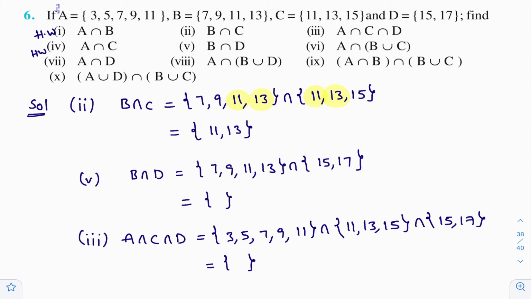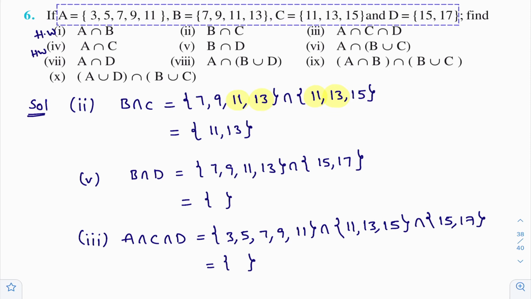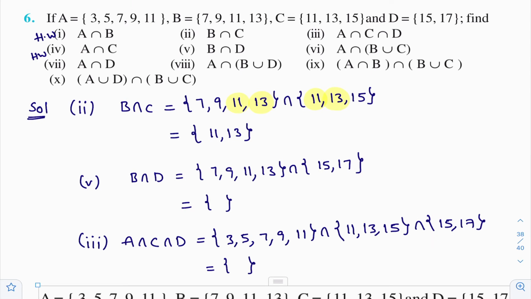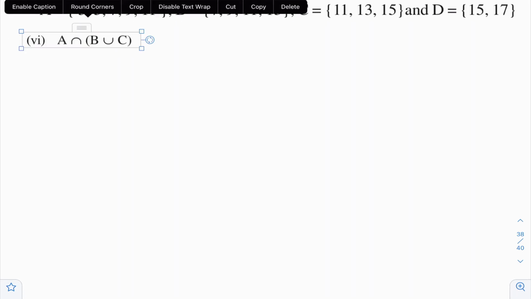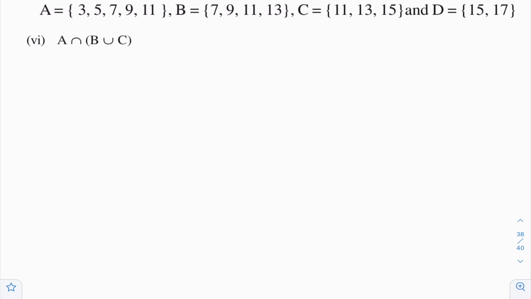Before going further, first we will take these 4 sets. See this fourth bit, A intersection B union C. We will calculate this. How to calculate A intersection B union C? Here, whatever is there in brackets, we will calculate that first. So this is equal to first set A. What is set A? Set A is 3, 5, 7, 9, 11. Intersection. You look here, B union C.